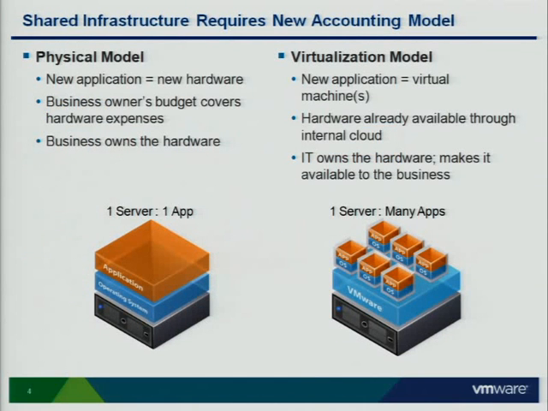So let me start off by explaining why we feel that a shared infrastructure requires a new accounting model. In the physical model, basically you started off with an application request, and you help them size up the hardware that is required for this new application. This hardware is typically covered by a business owner's budget or a project budget, and the business ends up owning all of the hardware that's been provisioned for this particular application. You have an easy one-to-one mapping, so you understand exactly how much this application is requiring from a resource utilization perspective, how much budget has gone into that.